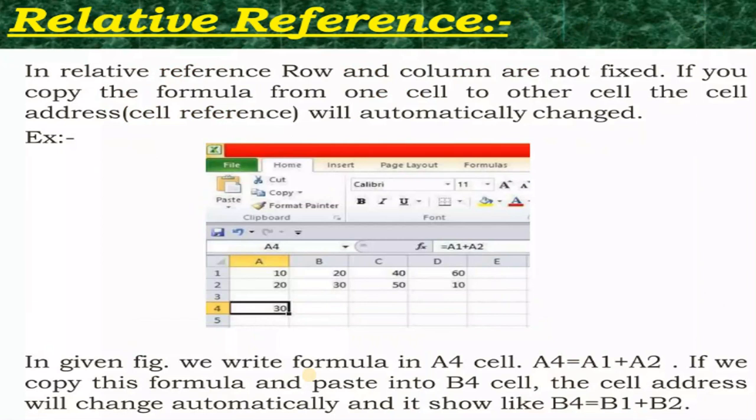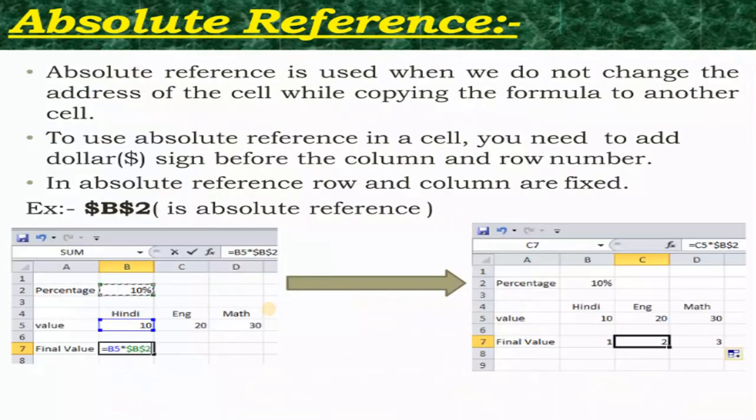In a relative reference, the row and column are not fixed. That means if you copy the formula from one cell to another cell, the cell address will automatically change. In this figure, we write a formula in A4, that is A1 plus A2. If we copy this formula and paste it into the B4 cell, the cell address will change automatically and it will show B4 equal to B1 plus B2. So this is the case with relative reference. I'll show you with an example after the discussion, where you will see the practical part.